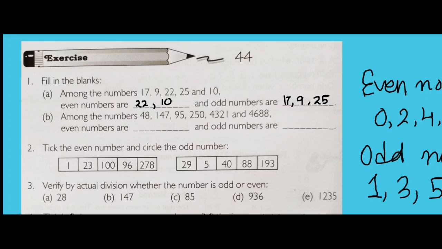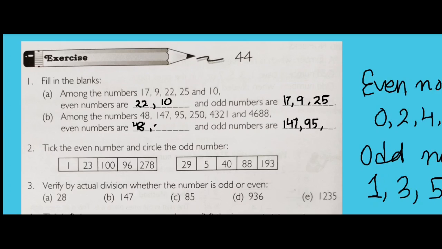Okay, now next, among the numbers 48, 147, 95, 250, 4321, 21 and 4688, you have to verify which are even numbers and which are odd numbers. So 48, it is ending with 8, so obviously this is an even number. 147, it is ending with 7, so it is an odd number. 95, it is ending with 5, it is an odd number.